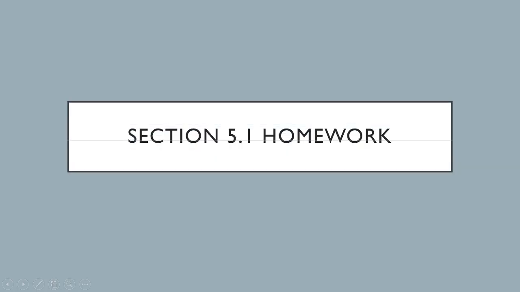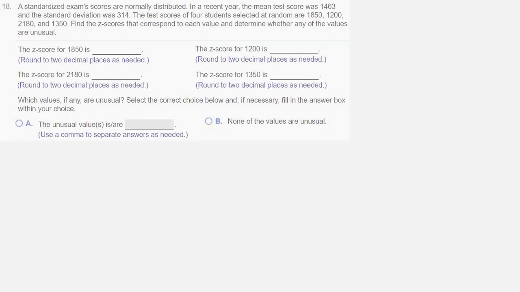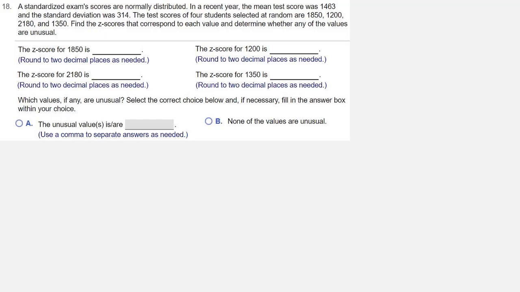We're looking at homework from section 5.1. This is question number 18. A standardized exam's scores are normally distributed. In a recent year, the mean test score was 1,463 and the standard deviation was 314.